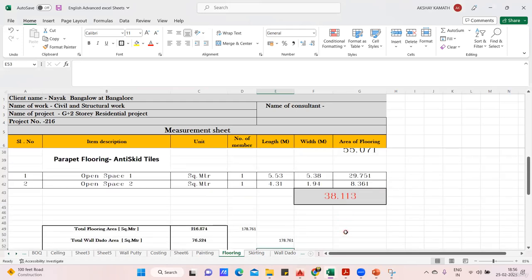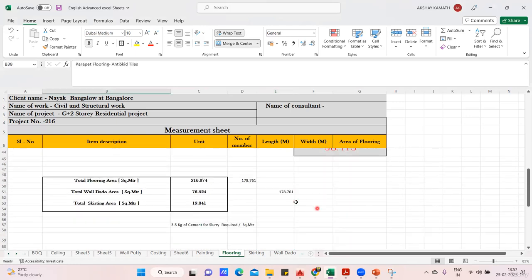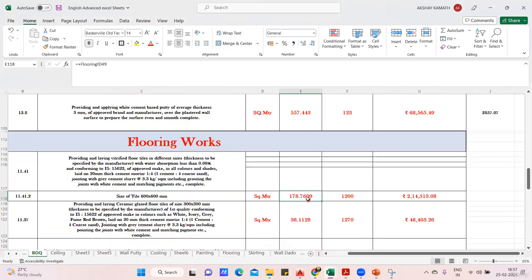Vitrified tiles will not have any roughness on them. It is very smooth. So if you put that in the parapet flooring area and all, people will skid on that. So that is why we have to go with ceramic tiles or anti-skid tiles. That quantity I'll take out separately. This much is understood. So my quantity will be 178. So I'll go to the BOQ. I'll input 178. See, I've done an input of 178.